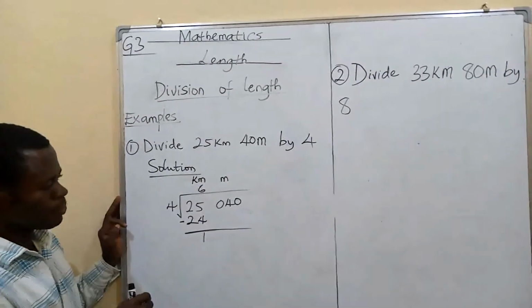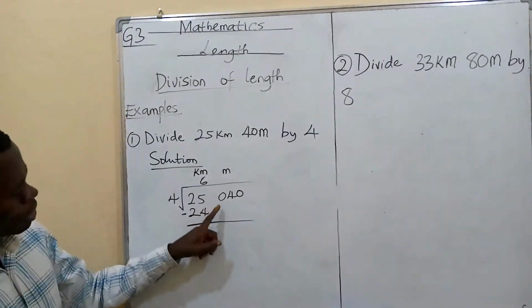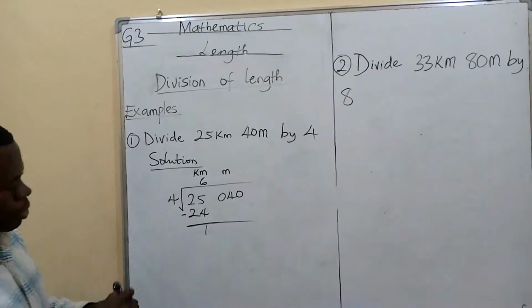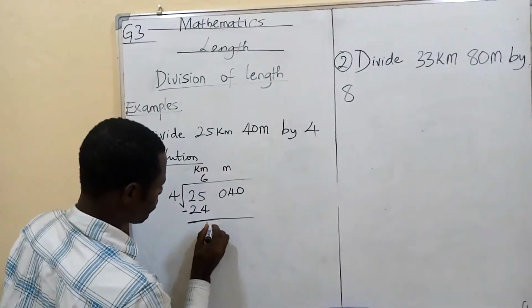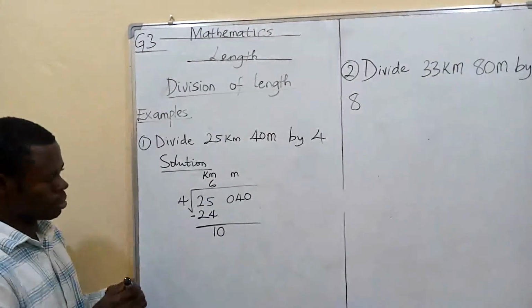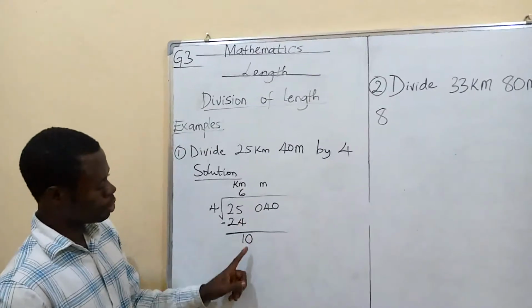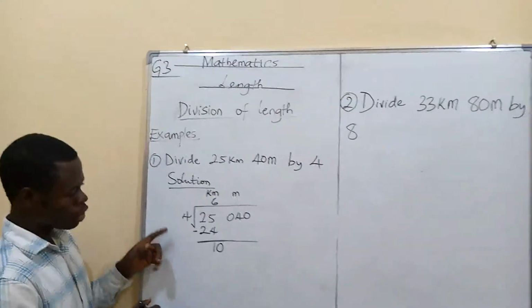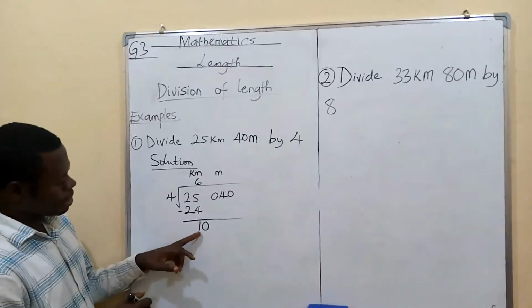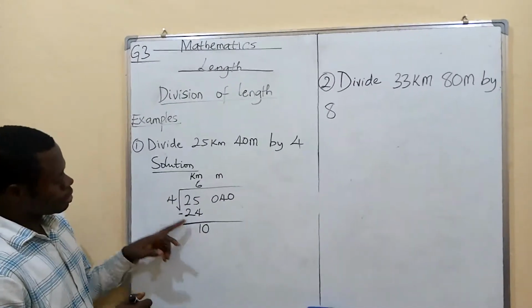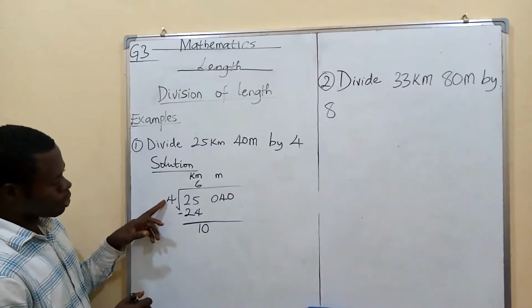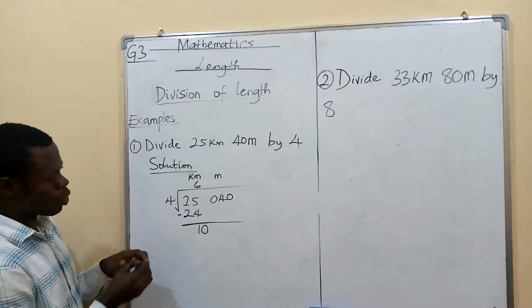So now the next thing I'm going to do, I'm going to bring down this zero here. This zero, you bring it down. So what we now have is 10 divided by 4. 10 divided by 4 is what? 2.